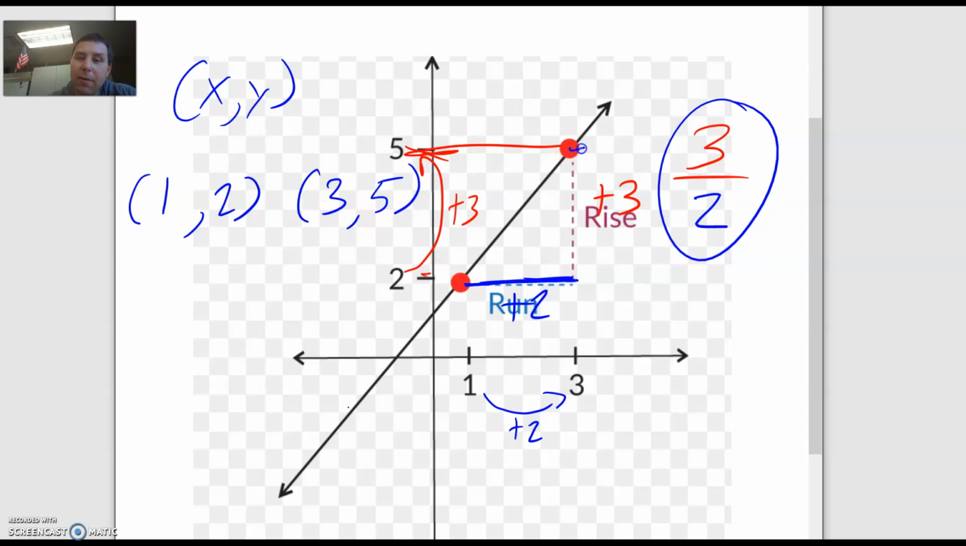And that means for every 2 I go to the right, I have to go up 3. I have to maintain that ratio of 3 up, 2 to the right. So now I want to transition that idea to coordinates.